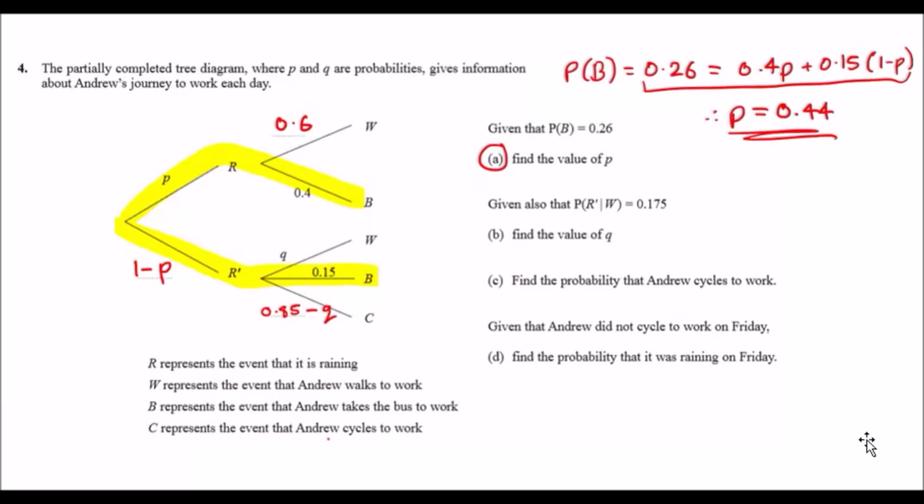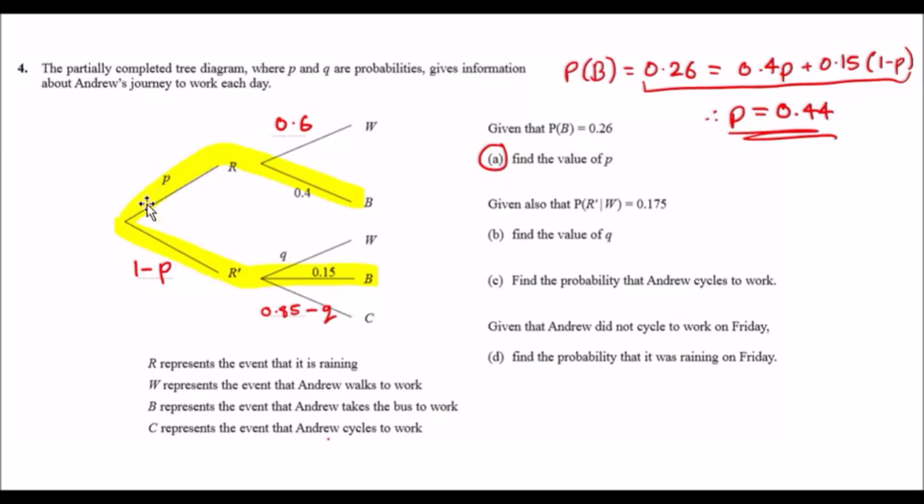So, number 4. Right, let's have a look at this one. So this one's done over many slides, so we're going to take our time here. The partially complete tree diagram, where p and q are probabilities, gives information about Andrew's journey to work each day. I've gone ahead and filled this out, and I'll explain the yellow part I did later.